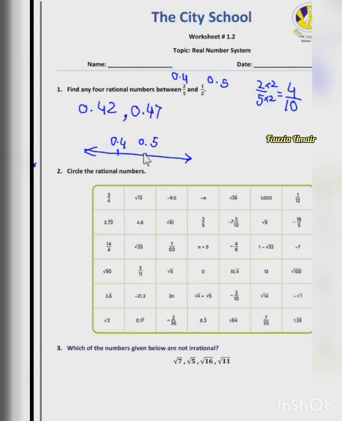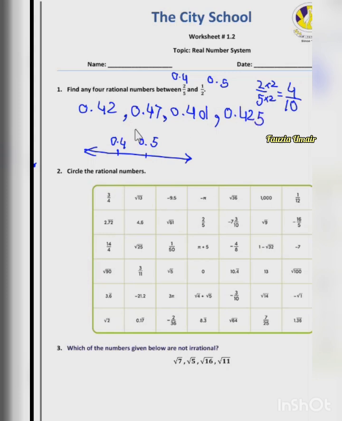So instead of taking one decimal place, we have taken two decimal places. Or we can take three decimal places also. For example, I can write down 0.401. This is also a decimal number between these two. Can anyone tell me one more decimal which is in between these two? 0.425. 0.425. Very good. This kind of question can come in the paper.